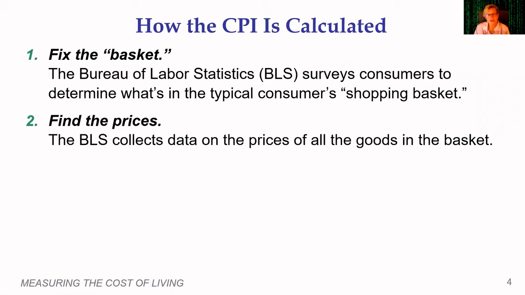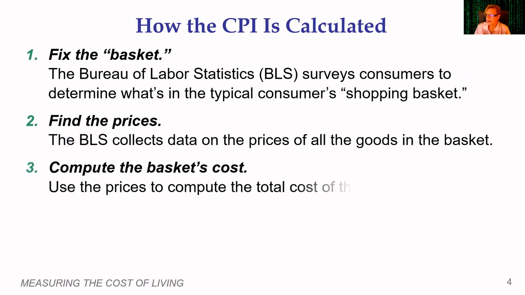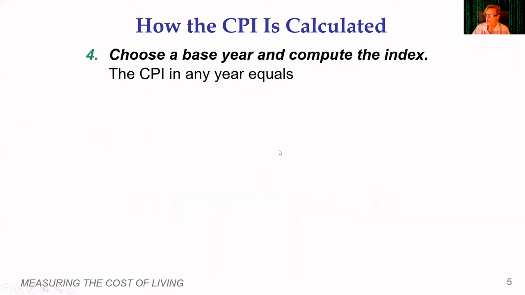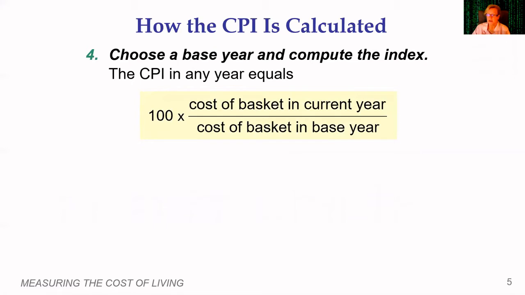The second part is we're going to find the prices. We're going to compute the basket's cost, which is just really taking the price times the quantity. Okay, so kind of similar to what we did in GDP. And then we're going to choose a base year. And if you're already thinking base year probably is going to be the first year you're given, you're right, unless otherwise stated. And then we're going to compute the index.